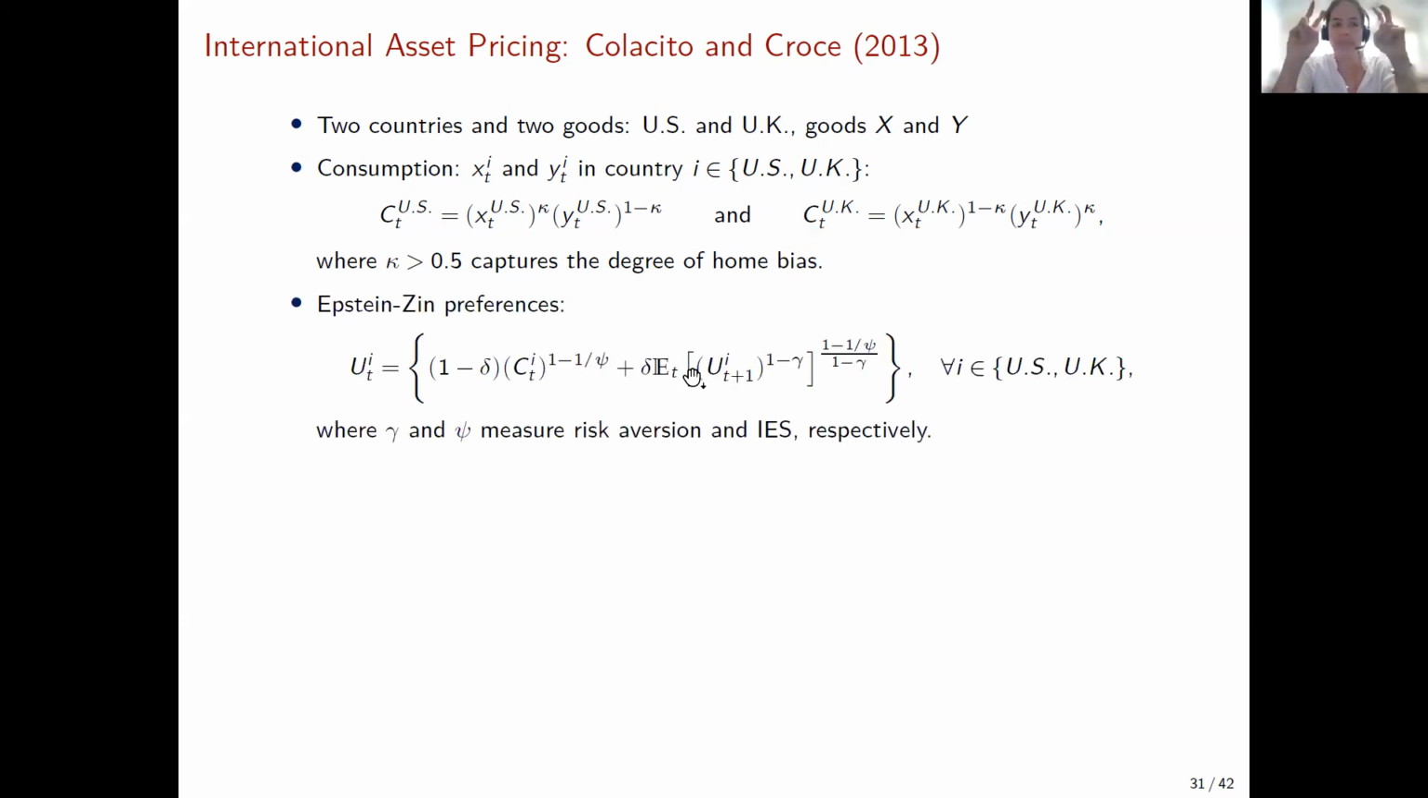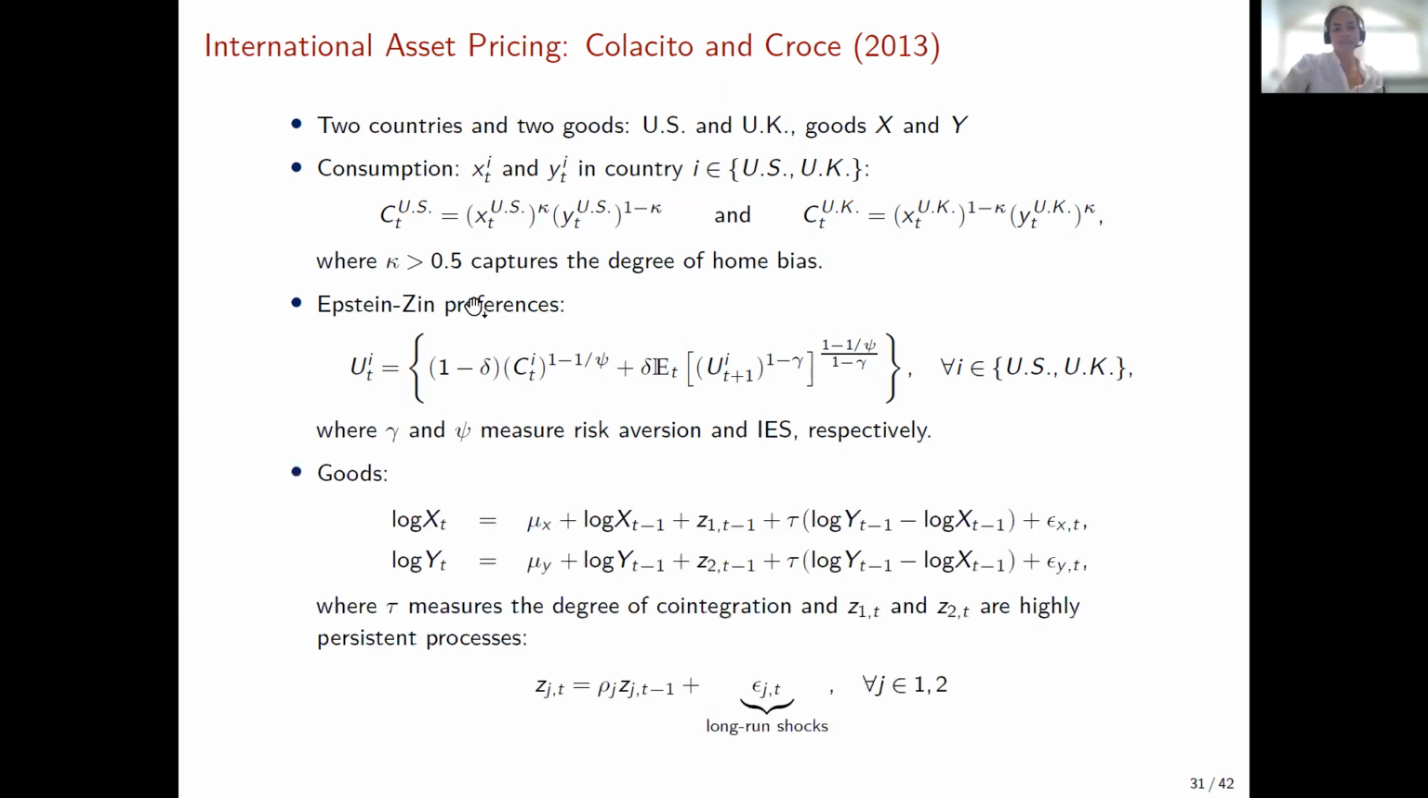Obviously, because we want to match asset pricing puzzles, we're going to assume a utility function which deviates from the standard power utility. So in their case, we have Epstein-Zin preferences. These are just standard Epstein-Zin preferences where we assume that people have a preference for early resolution of uncertainty.